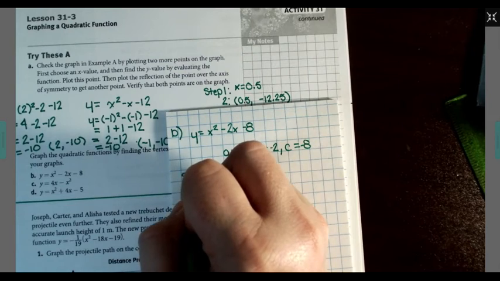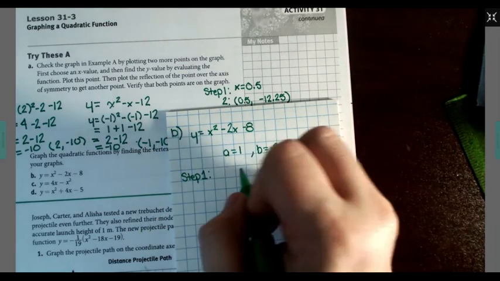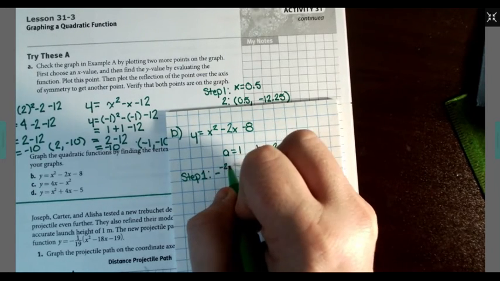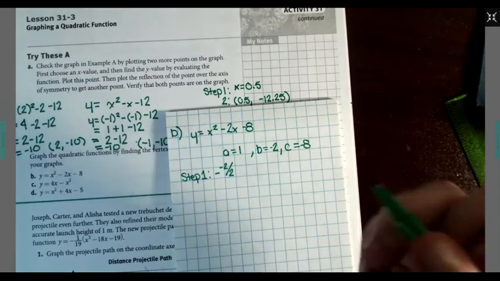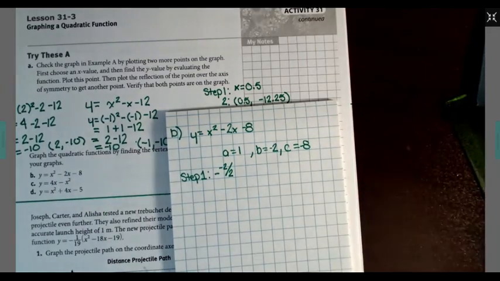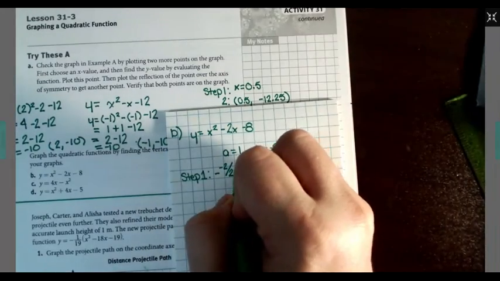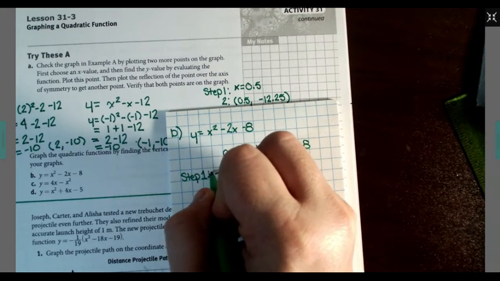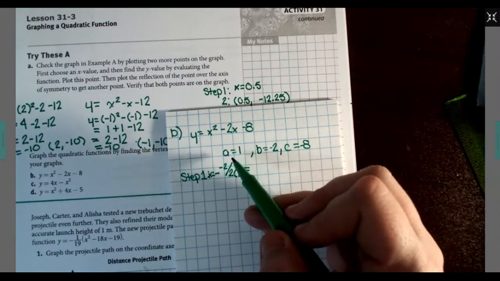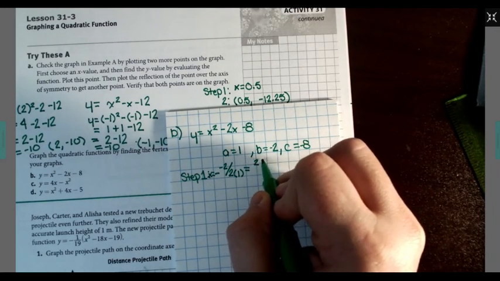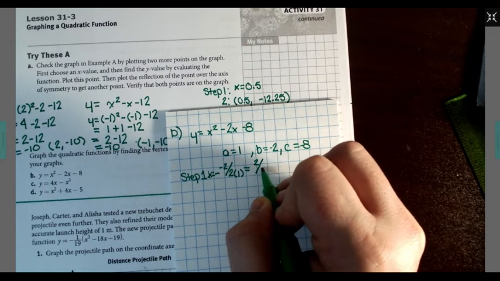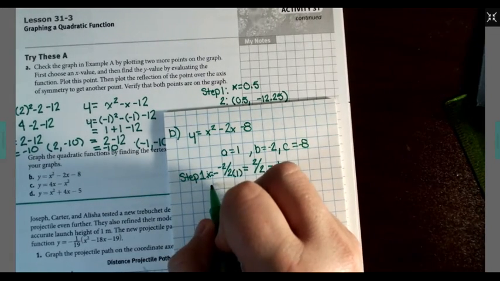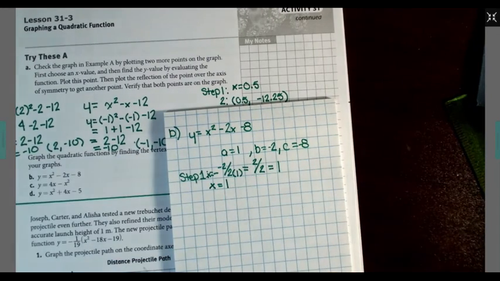Step 1. Negative B, so negative negative 2 over 2A, which is 2 times 1. Oh, and this is x equals, sorry. Should have put that in there. Double negative is a positive, so that's going to be 2. And 2 times 1 is 2. 2 divided by 2 is 1. So my axis of symmetry is x equals 1.